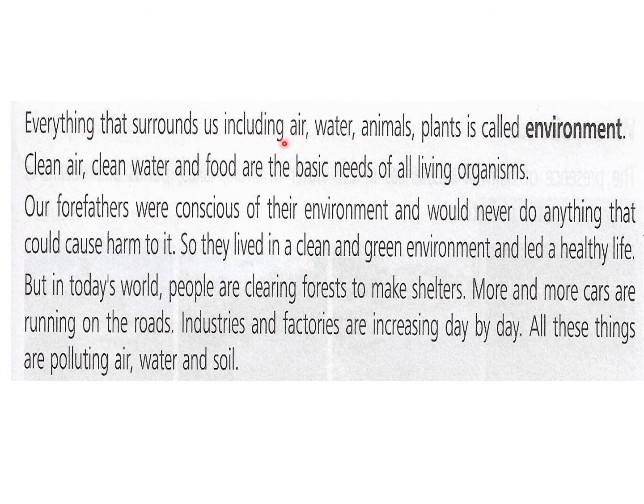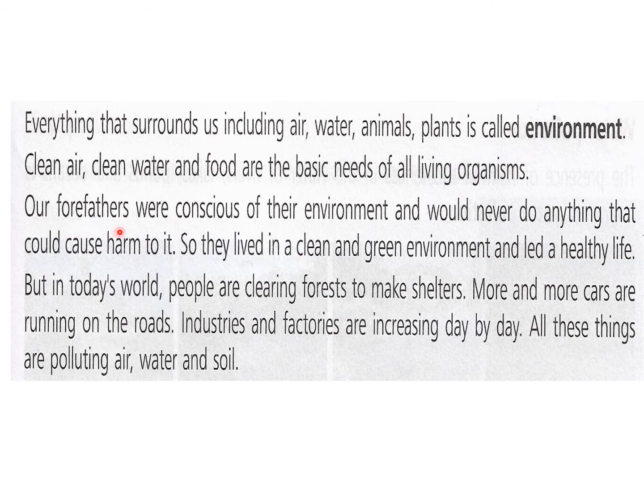Everything that surrounds us, including air, water, animals, plants, is called environment. So once again, those who have not attended the class, please see the video and try to understand the chapter. What is environment? Everything that surrounds us on this earth is called environment, including air, water, animals, and plants. Clean air, clean water, and food are the basic needs of all living organisms. So, these are the three things that we need, and they should be clean for us to live.